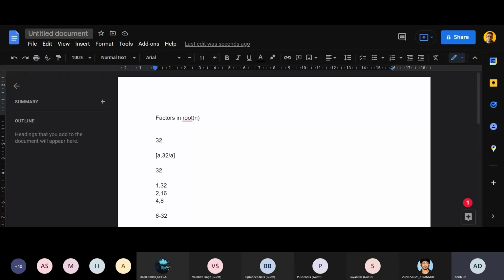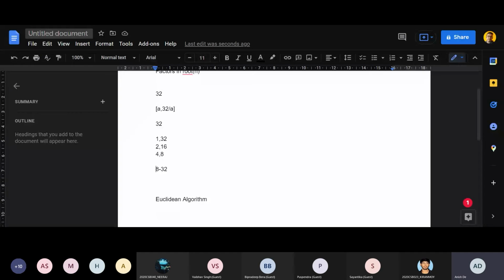Yes, do we have to check? Is it necessary to check the numbers after 8? Exactly, because if we take 8, the pair of 8 is 4, but we have already found this pair, so there is no point in continuing after this. So we have considered only till 4.